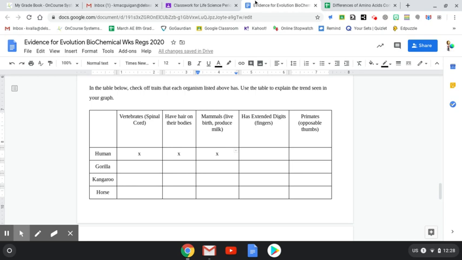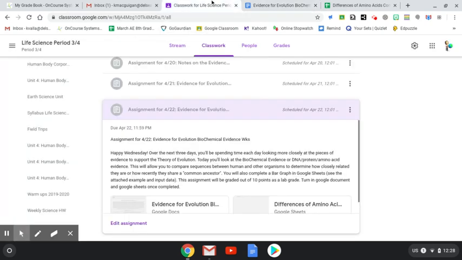Okay, so I wanted to give you a demonstration of today's assignment, or little directions to help you for both the Google Doc and the Google Sheets.